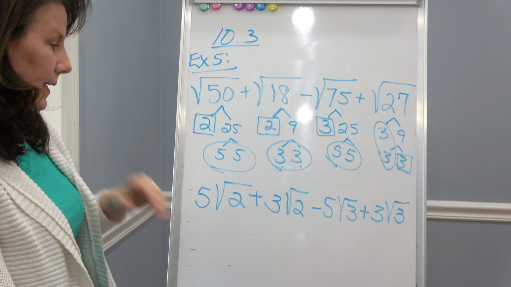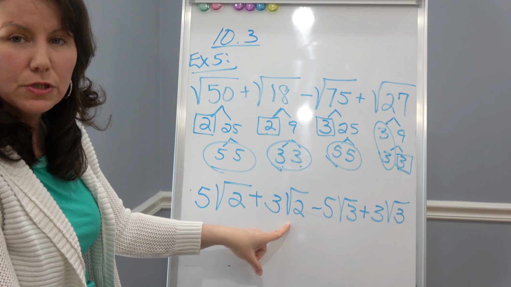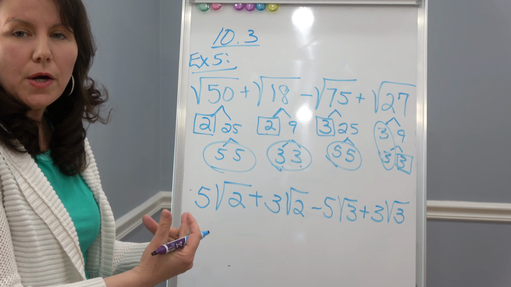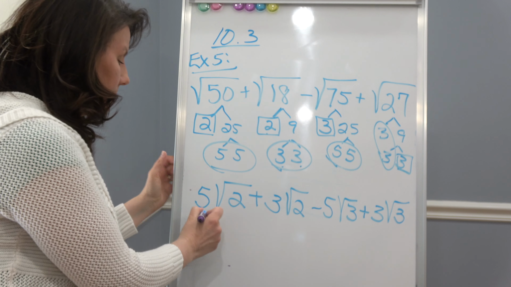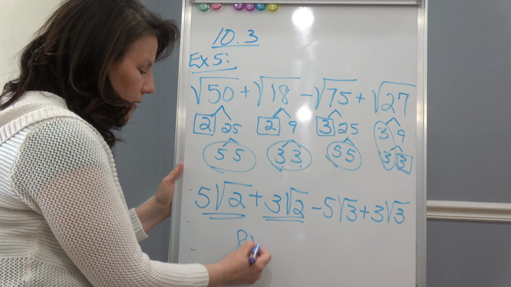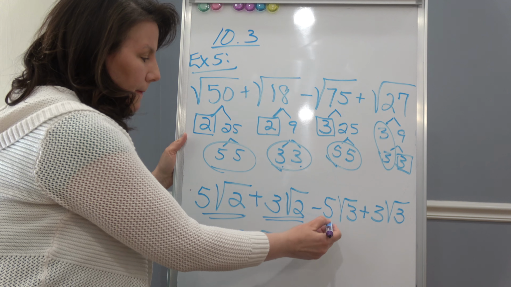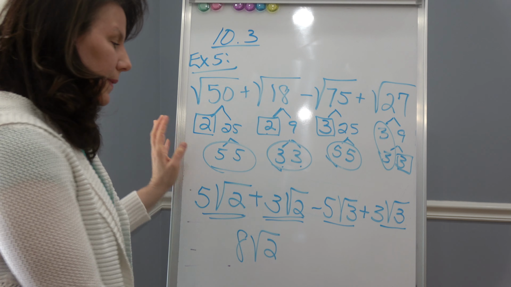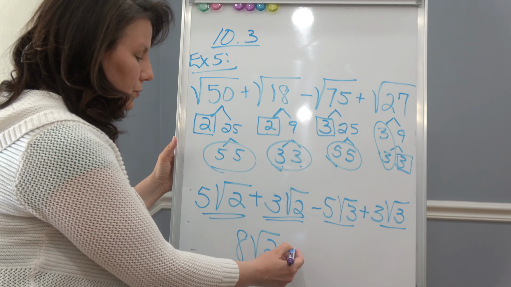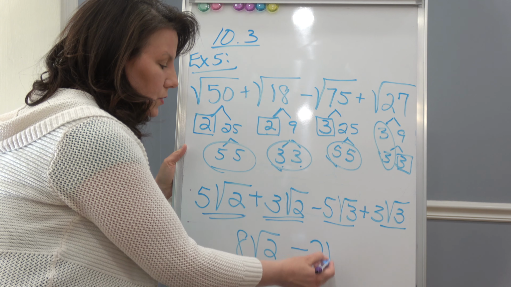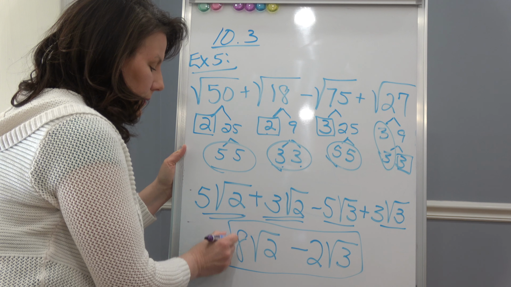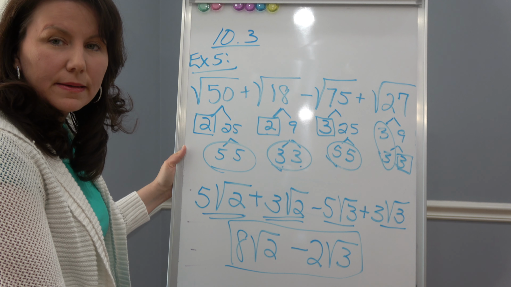Now that I've done that, I see that I have some square root of 2s and a couple square root of 3s. And so those are the radicals that I would combine. Radical 2, so that's going to be 8 square roots of 2. Careful with the signs. Negative 5 plus 3 is negative 2, so negative 2 square roots of 3. And that would be the answer.